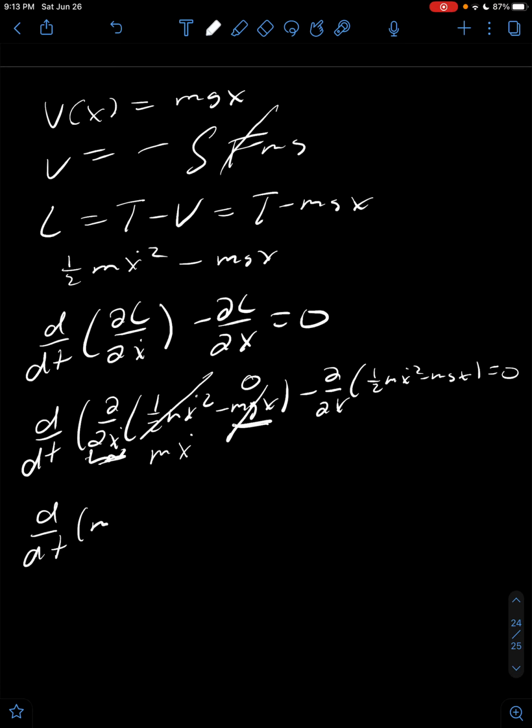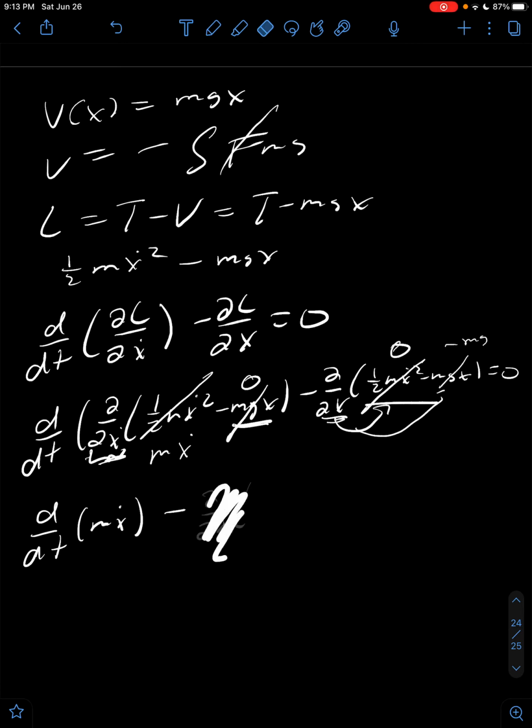So we have d over dt of m x dot minus partial over partial x of 1/2 m x dot squared minus mgx. Well, this, of course, is going to be 0 once the derivative is applied to it. This is just going to be minus mg, right? Yes. So you have minus this of minus mg.